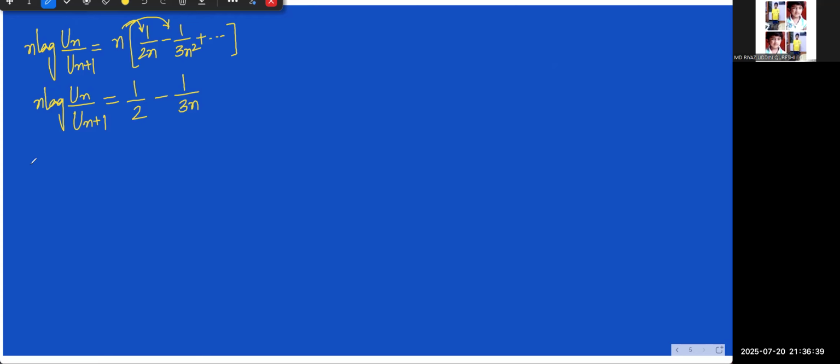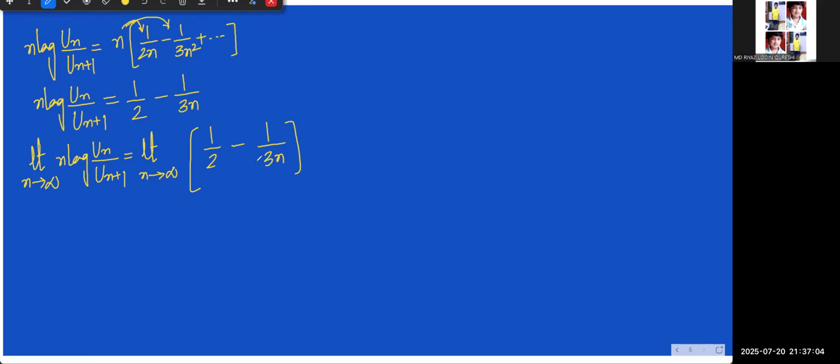Now finally, taking limit n tending to infinity, n times log un by un plus 1 is equal to limit n tending to infinity of 1 by 2 minus 1 by 3n. Now limit will go to both of these two terms. Limit of the constant is constant itself, and 1 by n becomes 0. So 1 by 2, which is less than 1, by logarithmic test.